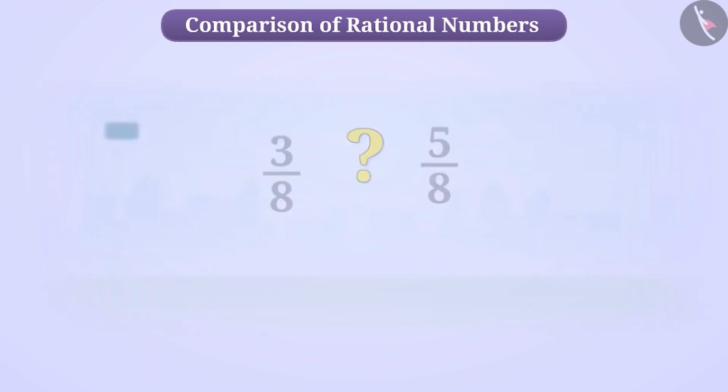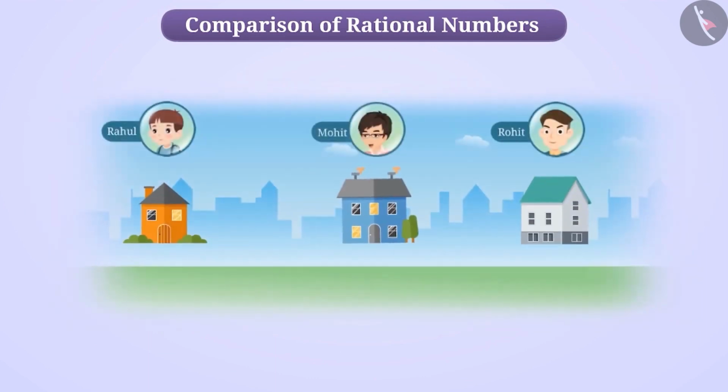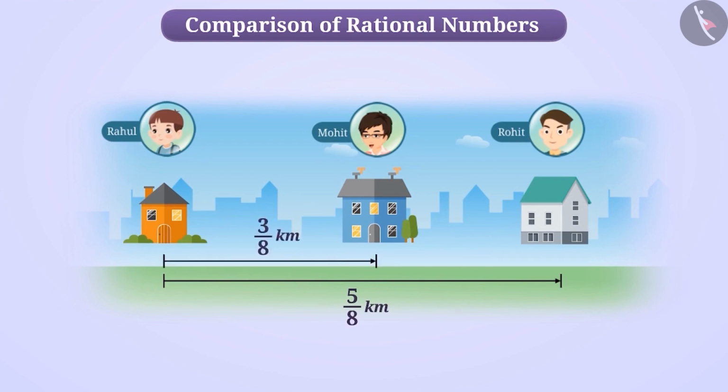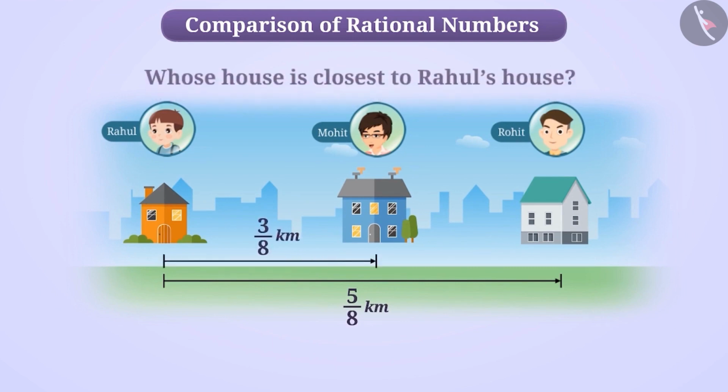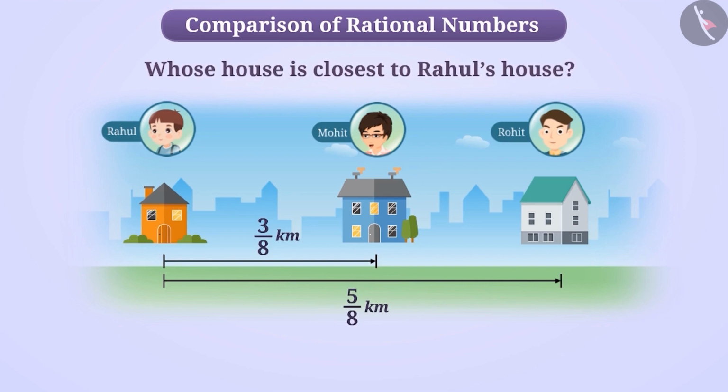For instance, the houses of Rahul, Rohit, and Mohit are in the same line. If the distance of Rohit's house from Rahul's house is 5/8 kilometers and the distance of Mohit's house is 3/8 kilometers, then to find whose house is nearer to Rahul's house, we need to compare 5/8 kilometer and 3/8 kilometer.